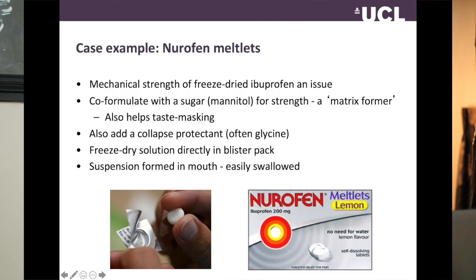And what you're left behind with is a very porous tablet shaped material. Porous like we saw in those SEM images a few weeks ago. So what will happen is you take one of those from the packet, you put it on your tongue, it instantly disperses. The sugar is there to help the material stay solid after freeze drying, and it also helps taste mask the bitter taste of the ibuprofen.